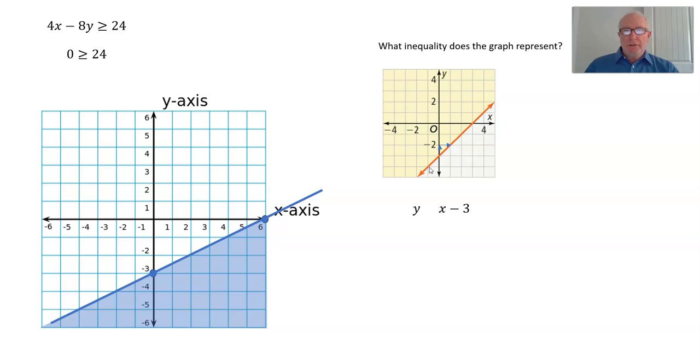This is a solid line, so I have to have the equals to. And we're shading above the line, so that's greater than. So then our equation is y is greater than or equal to x minus 3. And that's our quick review on solving linear inequalities in two variables.